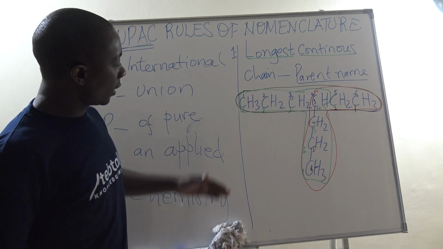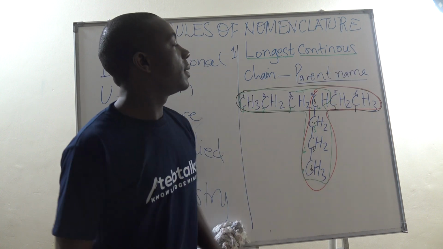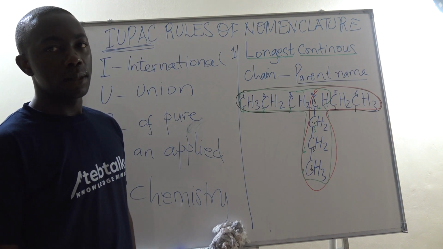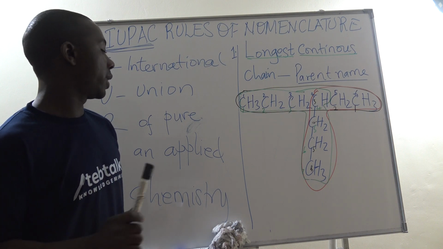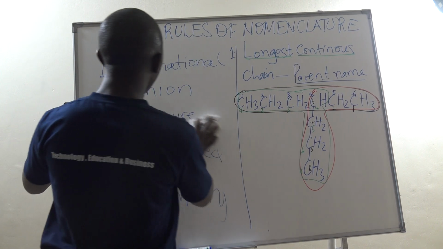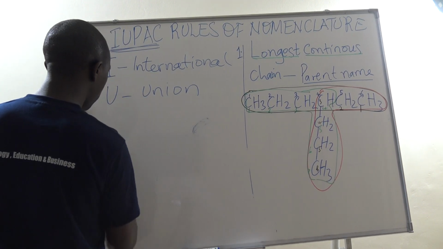After identifying this as the longest continuous chain, whatever is on the other side is a side chain. That's what it means to identify the longest continuous chain. Let me write it in a clear format where we can observe it very well.